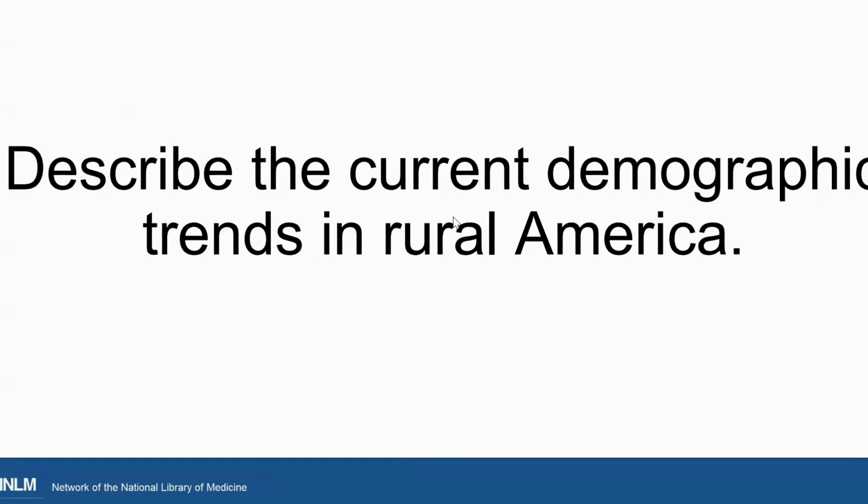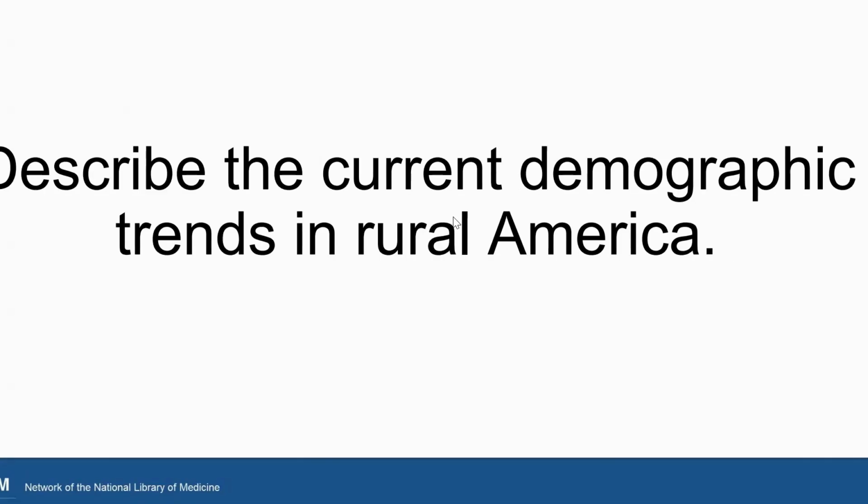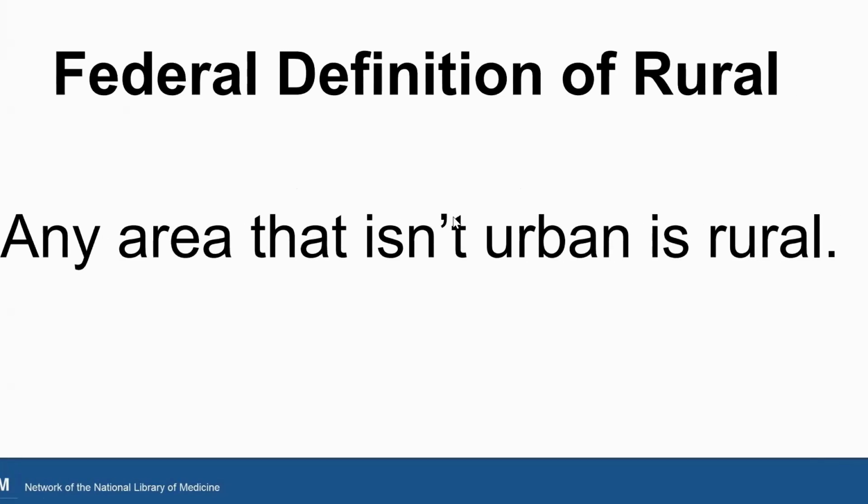So our first point is to describe the current demographic trends in rural America. And so the first thing we're going to do is actually define what rural means. The federal definition of rural is any area that isn't urban is rural. And that is a very broad definition, and it's one of those, well, I'll know it when I see it. There are definitions of urban, and so it's definition by exclusion.